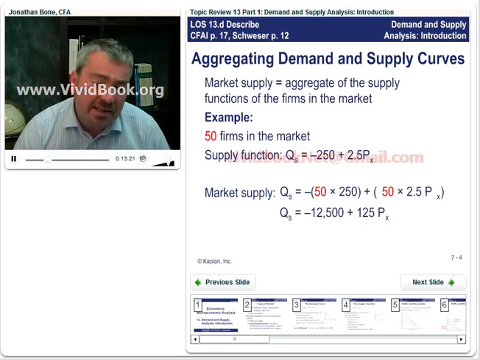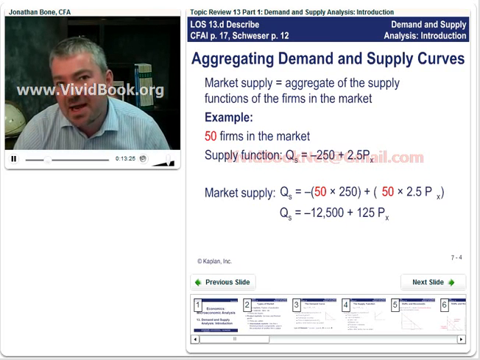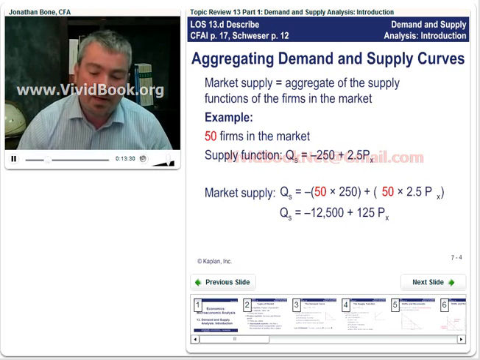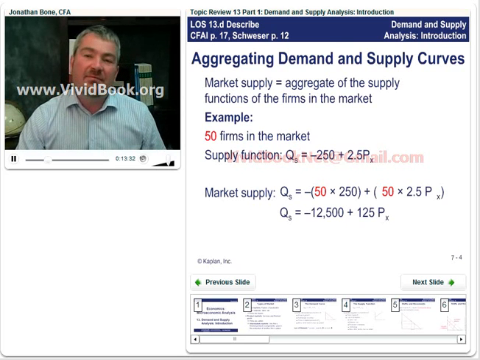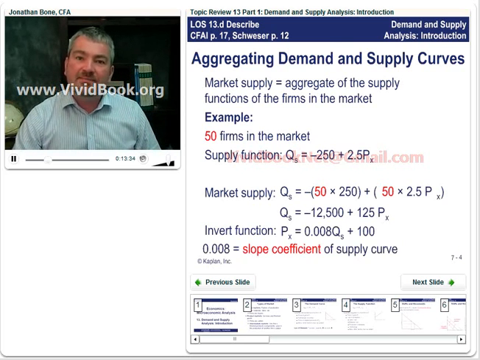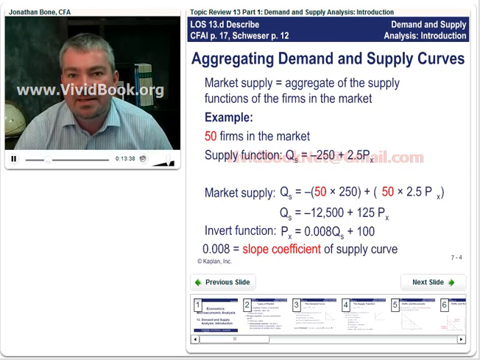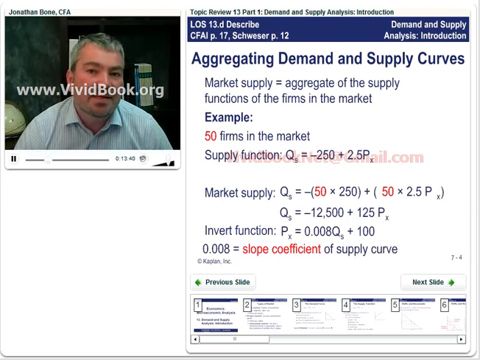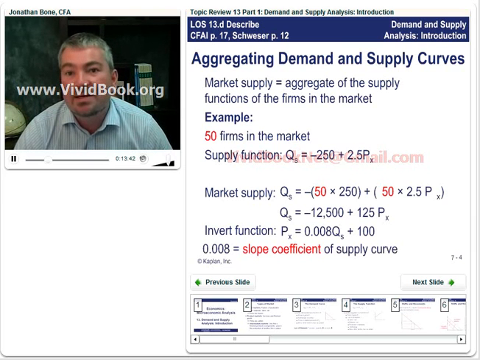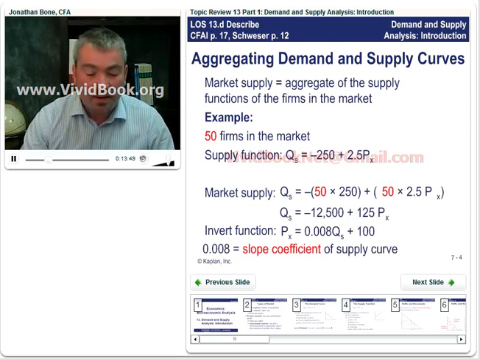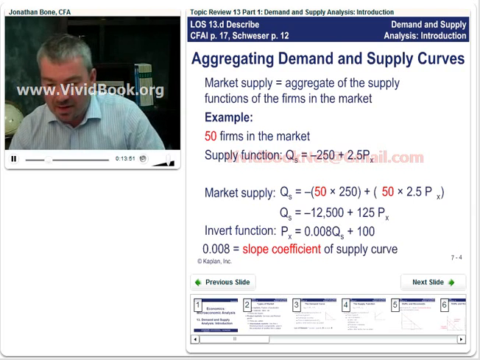If we want the market supply curve, there's a slight difference. Function has quantity as its output. The supply curve has price as its output. So we need to do a little bit of rearranging and solve for price. So notice if we invert this function and solve for price, then we find that price is equal to 0.008 times quantity plus 100. Now this, of course, is the equation of our supply curve.